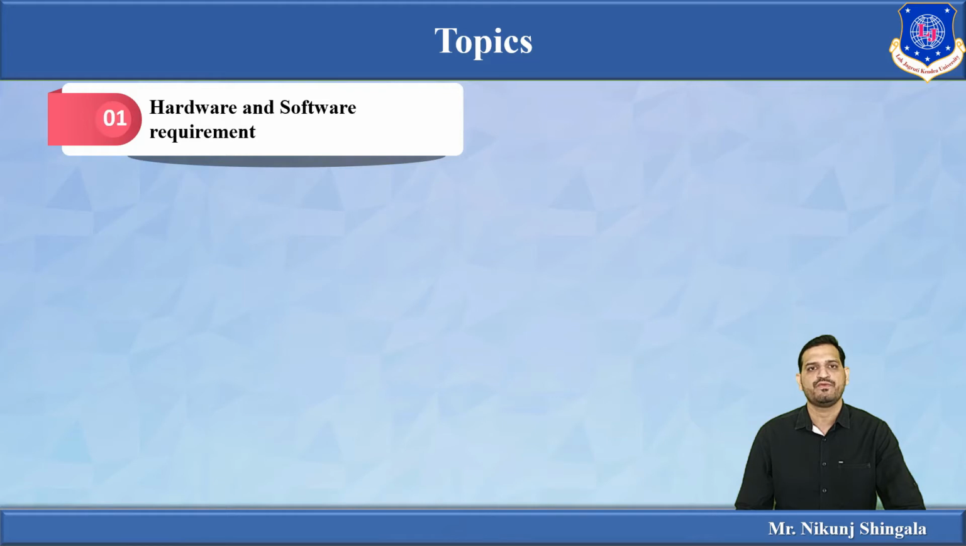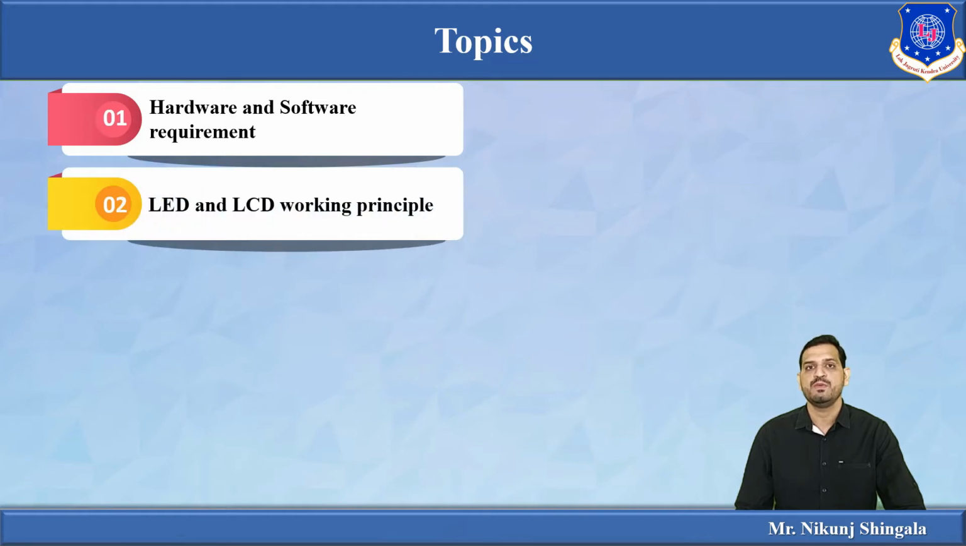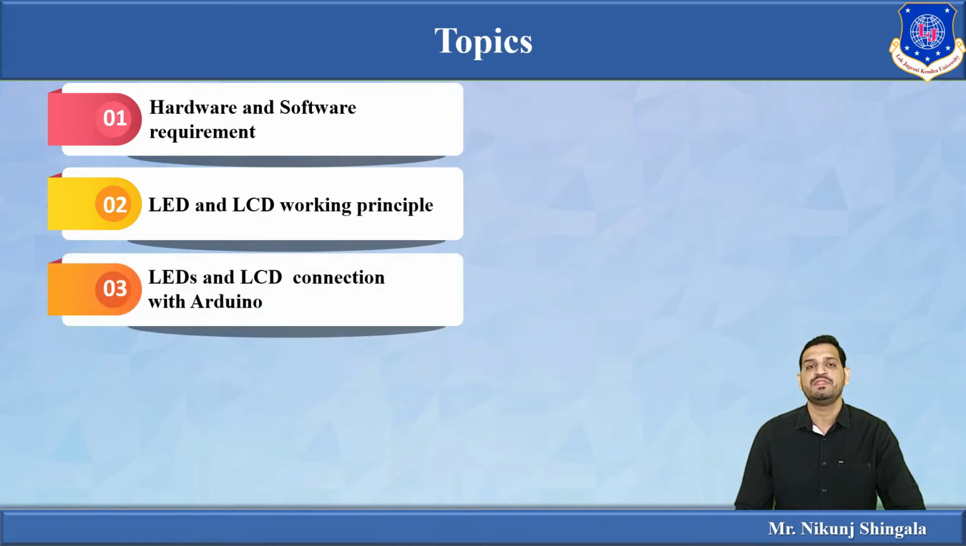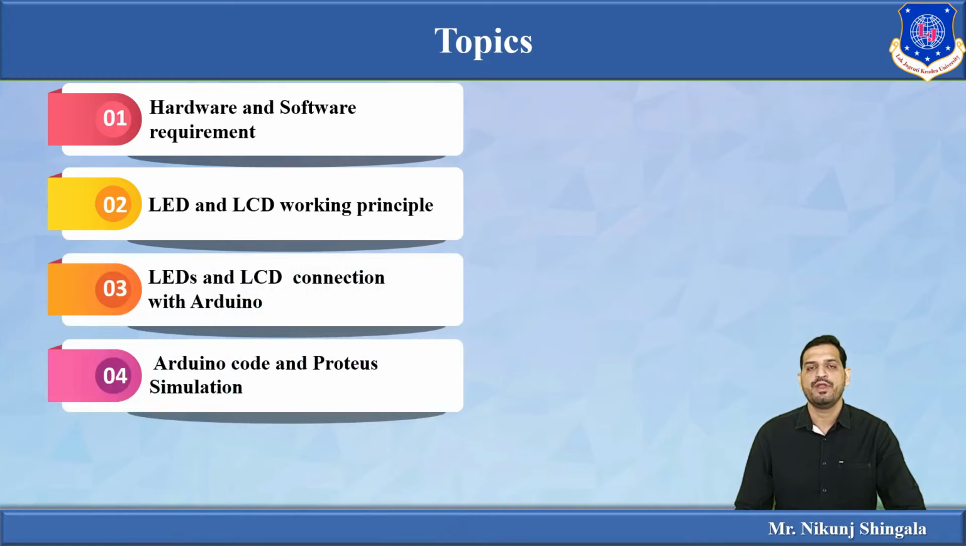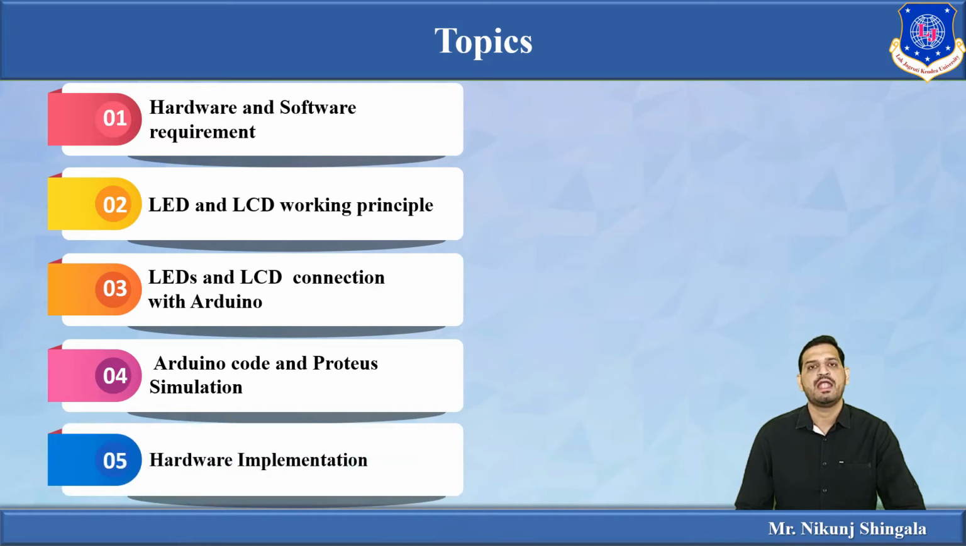First one is the hardware and software requirement, then the LED and LCD working principle, which is very important to know how it actually works. Then LED and LCD connection with the Arduino board, Arduino code for LED, Arduino code for LCD, and two different Proteus simulations, one for LED and one for LCD. And the final one is the hardware implementation video, how LED blinking can be done. One video I have added, and another video of displaying some characters on the LCD that I have also added.